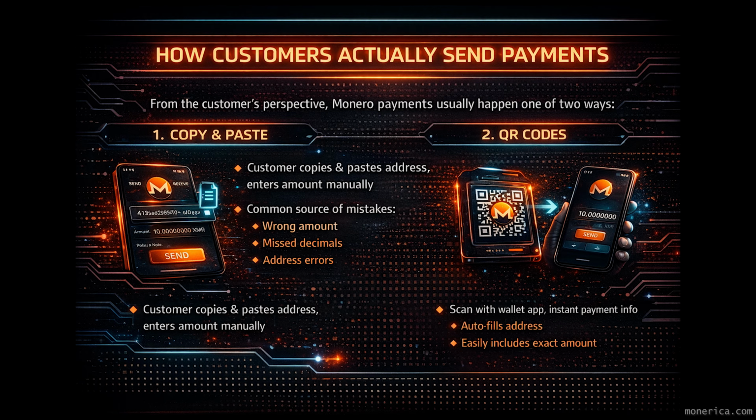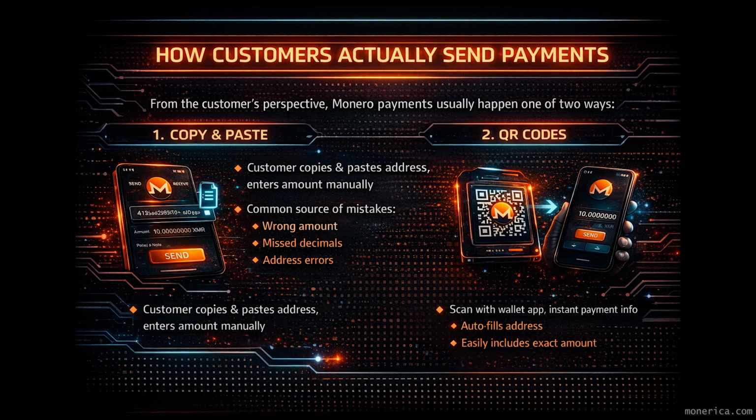How customers actually send payments. From a customer's perspective, Monero payments usually happen in one of two ways. The first is copy and paste. The customer copies a Monero address, pastes it into their wallet, manually enters an amount, and sends the payment. This works, but it's where many mistakes often happen. Amounts can be wrong, decimals can be misplaced, or the wrong address can be pasted.